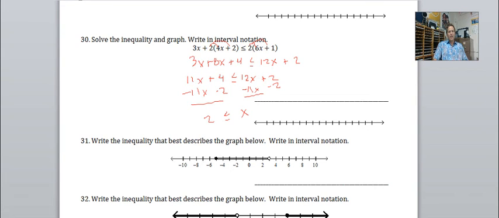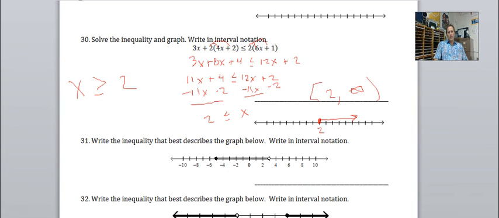And I like to write it where the x is on the left. It's greater than or equal to a positive 2. So at 2, I'm going to do a closed circle. It's going that way. We're starting at 2, going off into infinity. Bracket for a closed circle.